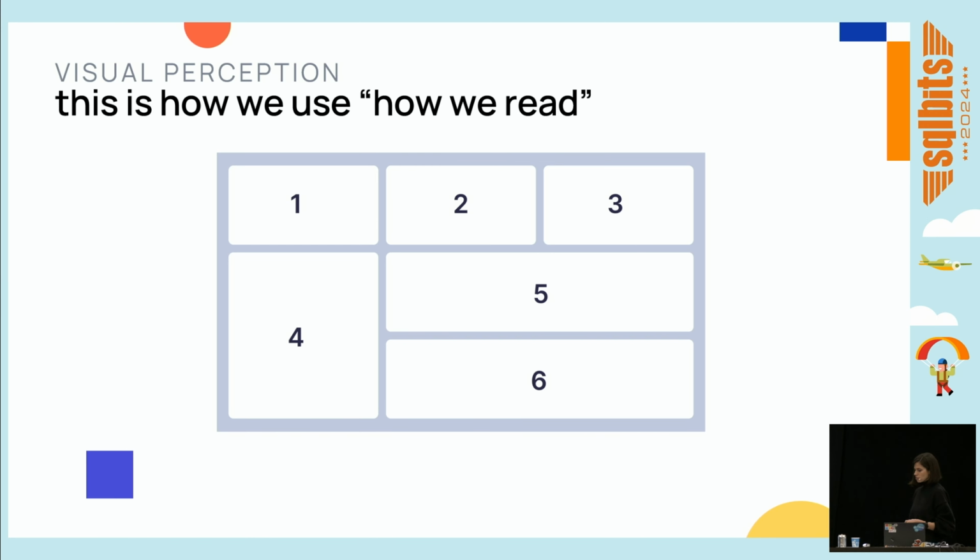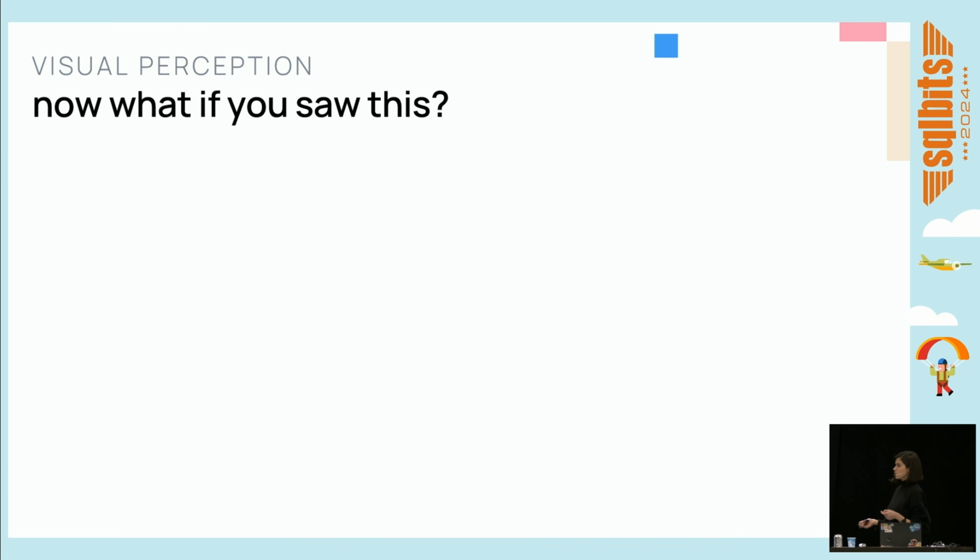And this is a very nice rule of thumb, right? So we should place important information top left corner, least important information bottom right. Do you agree? Okay. So what if I showed you this now?